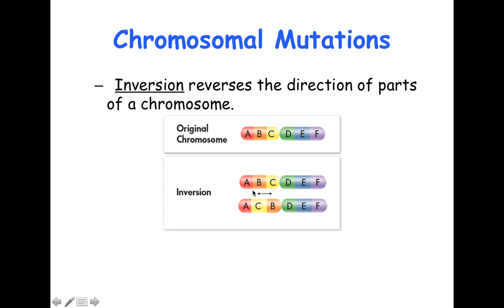Inversion, what we do is we change the direction of parts of the chromosome. So here we have flipped gene B and gene C, and again, that's a problem because your cell goes to a specific location anticipating that gene B is going to be there, and it's not, it's gene C.